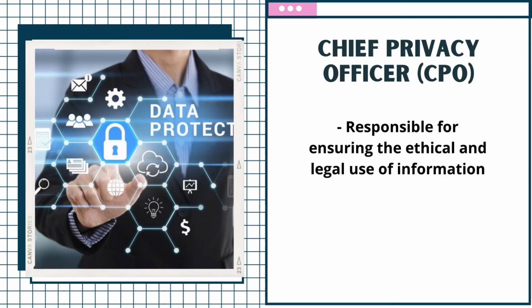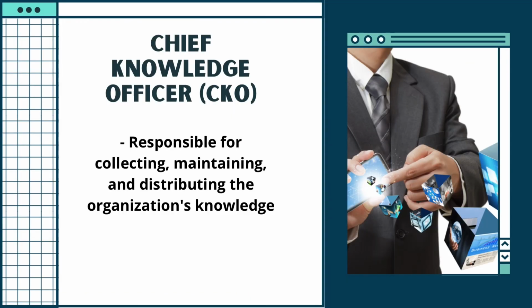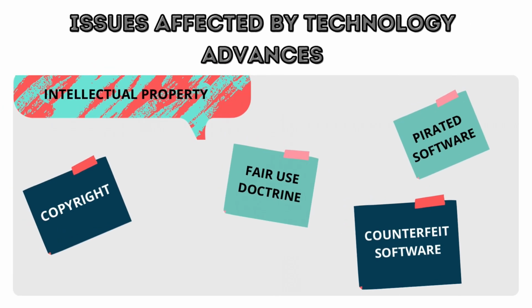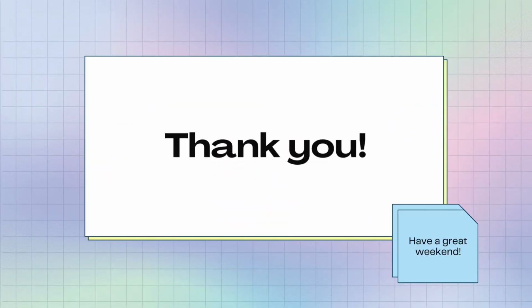Besides that, Chief Privacy Officer. This position is responsible for ensuring the ethical and legal use of information. Lastly, Chief Knowledge Officer is responsible for collecting, maintaining, and distributing the organization's knowledge. In this topic, there are also issues affected by technology advances, which are intellectual property, copyright, fair use doctrine, pirated software, and counterfeit software. That's all from me.